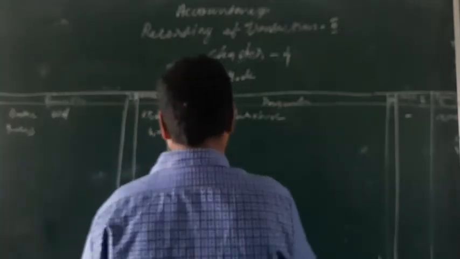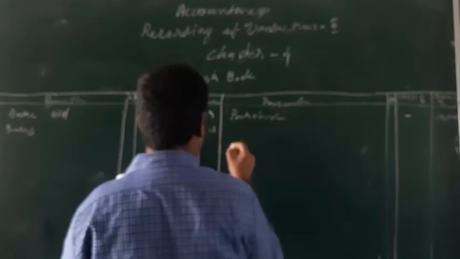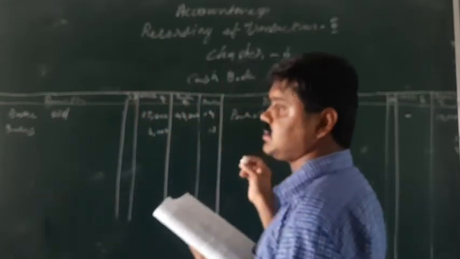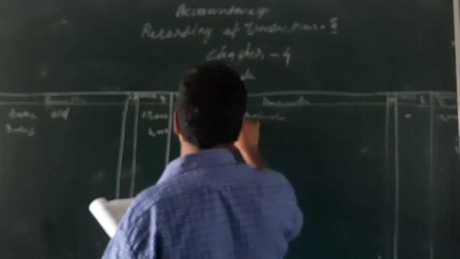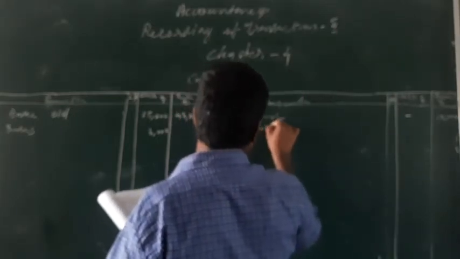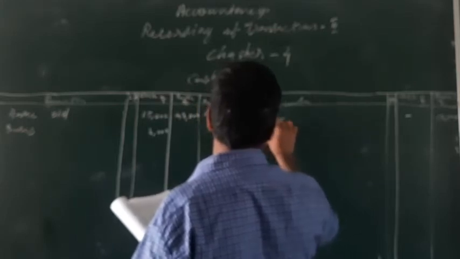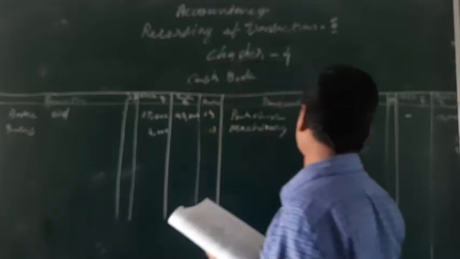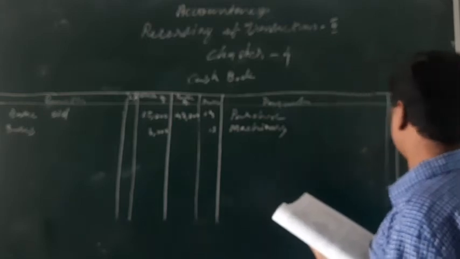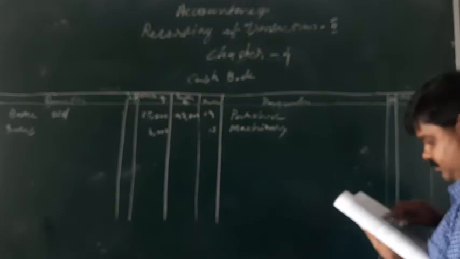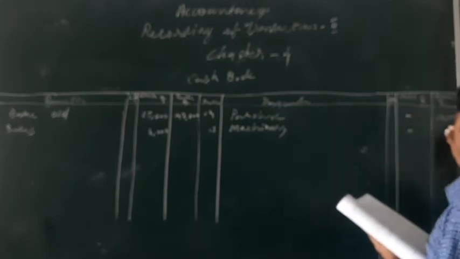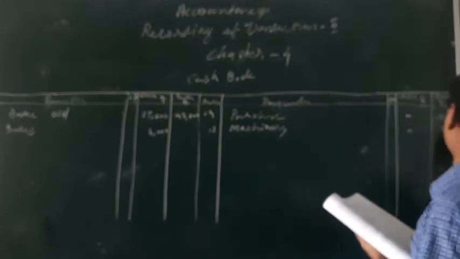Next transaction we are seeing on 13th. Purchase machinery by check. That means cash payment is there. First we record the date, 13th. This is also a purchase, but purchase of machinery means an asset, that is why we mention machinery, not purchase. And here it is by check only. So we write the amount 5,500.